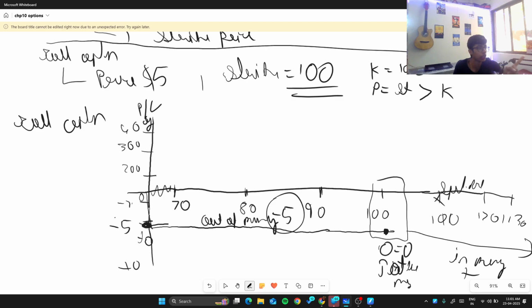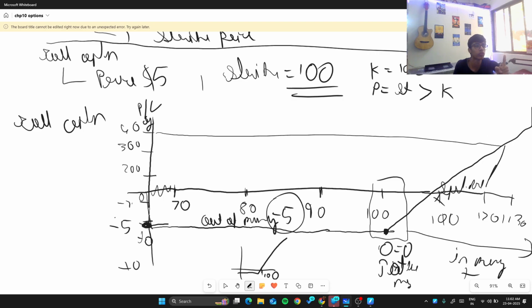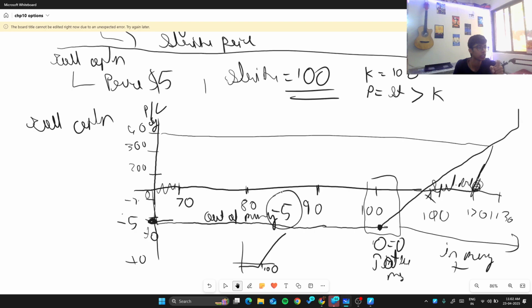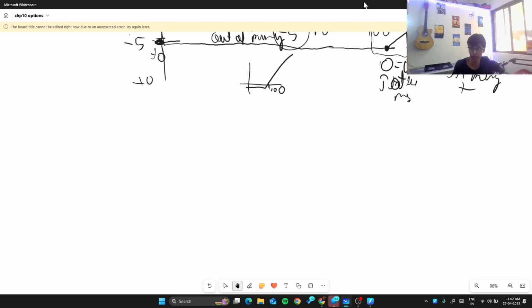So after 100 the payoff begins to improve. So the payoff is simple like this, and this is 100. After 100 we have a profit, let's say 20 at 120, right? So that's how the call option works. Its formula is really simple. We don't do any discounting, we look at it in the future. So it is the maximum of ST minus K and 0.